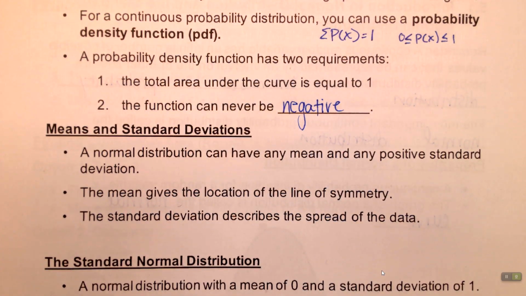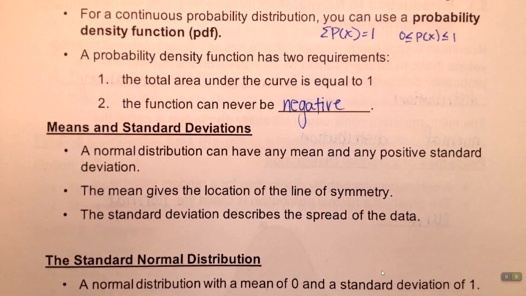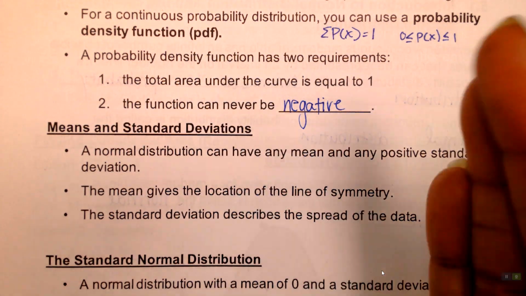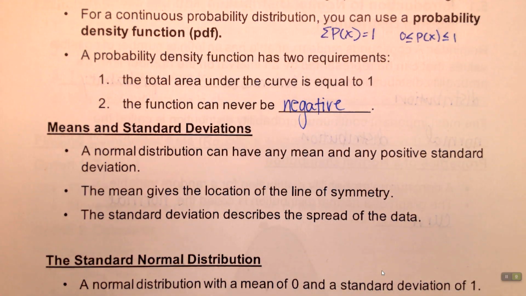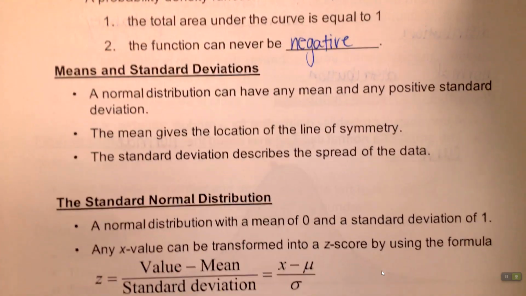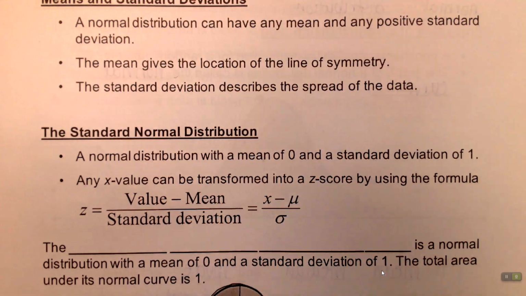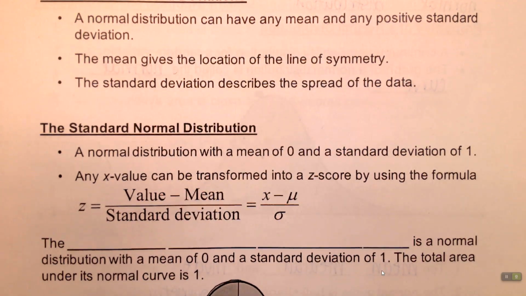All right, means and standard deviations. A normal distribution can have any mean and any positive standard deviation. The mean gives the location of the line of symmetry. That means it's the middle of our graph. The standard deviation describes the spread of the data. So the definitions are the same as we learned them in the basics in module 1, excuse me. Yeah, it's been a while. And we're going to look at it in terms of the graph. So let's talk about the standard normal distribution first.